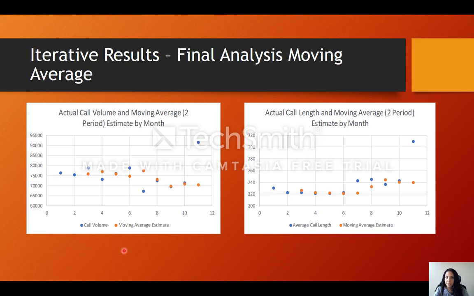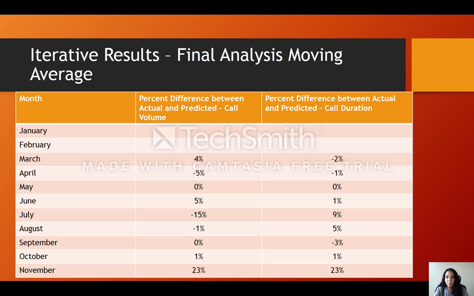Moving into a 2-month moving average, we can see that this one, the actual and predicted are even closer on our graphs, but November and July still proving to be problematic in both cases. And if we look at the percentages here, again, fairly small percentages of error, depending on if you feel 5% is small or not. But again, July and November, definitely very, very large differences that would be problematic should we implement this model at ABC Company.